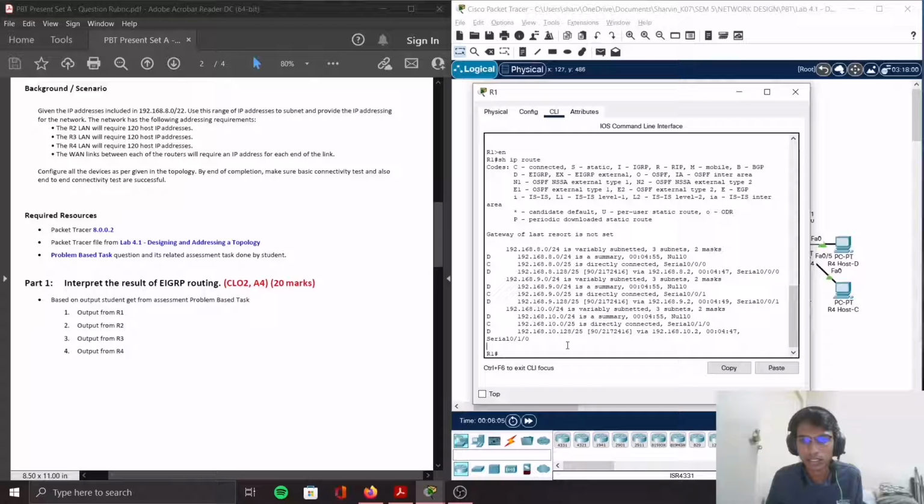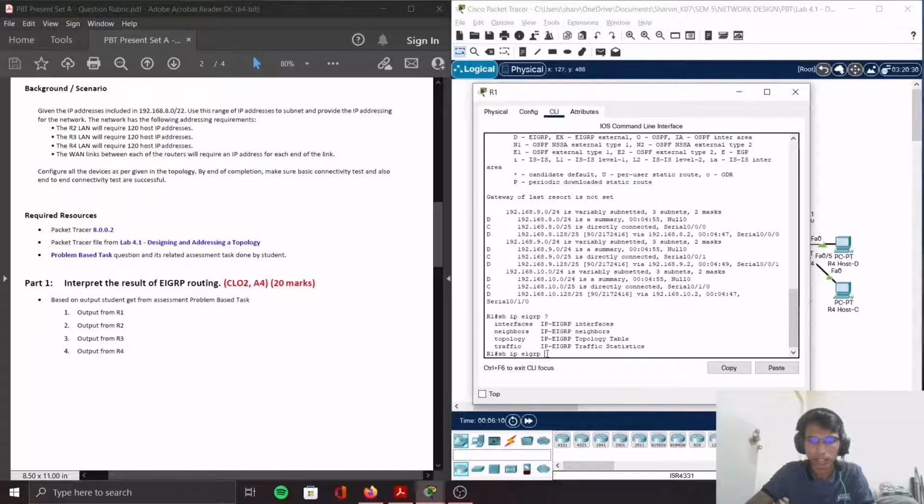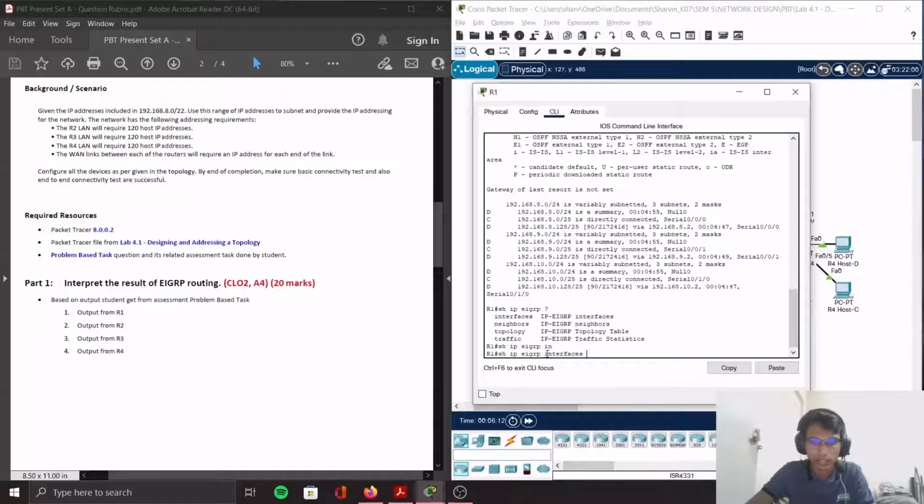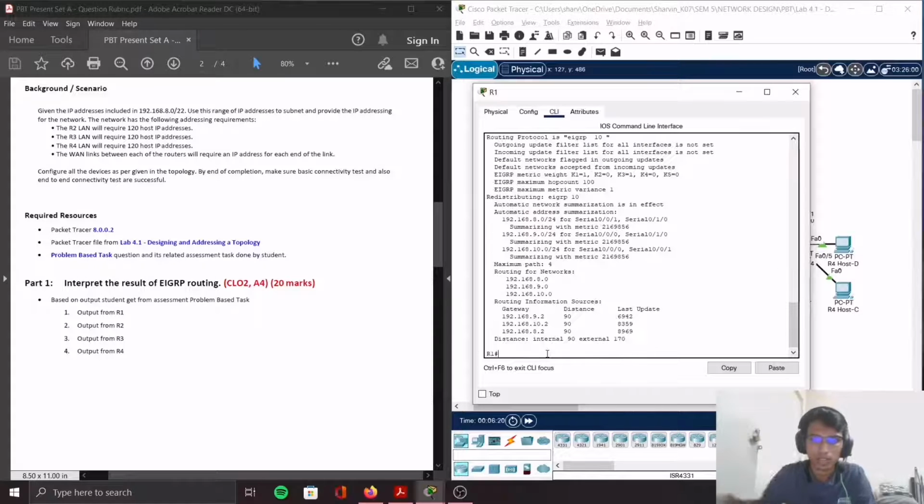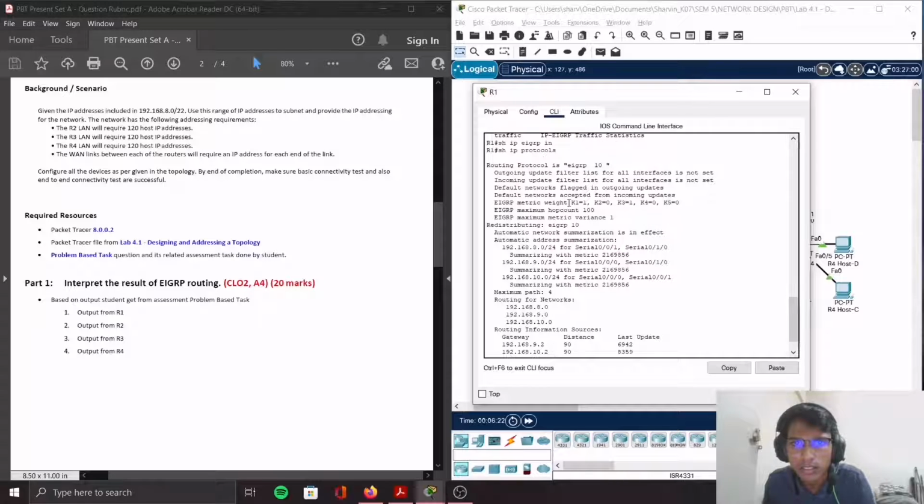Let's see our show IP EIGRP command. First, I will show the IP protocols, to see what protocol R1 uses. You can see R1 uses IP EIGRP 10, where 10 is the autonomous system number, and here we have automatic network summarization in effect.